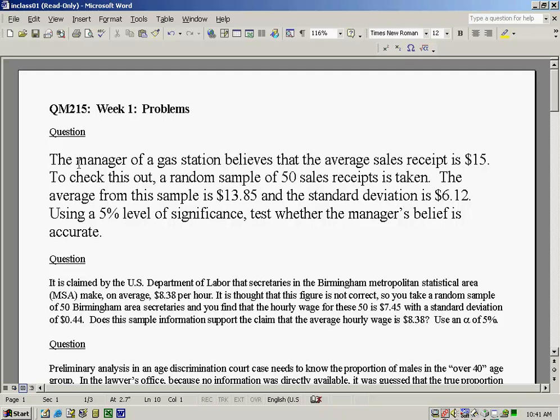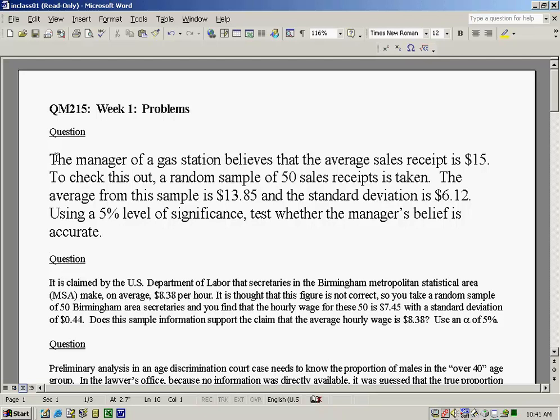This problem is the one we're going to deal with first. The manager of a gas station believes that the average sales receipt is $15. That's a number that was pulled out of the air, but it's a number that we need for each and every problem. That's the thing we're going to test. We'll see it in the long run. To do the test, though, we need to check this belief against sample data.